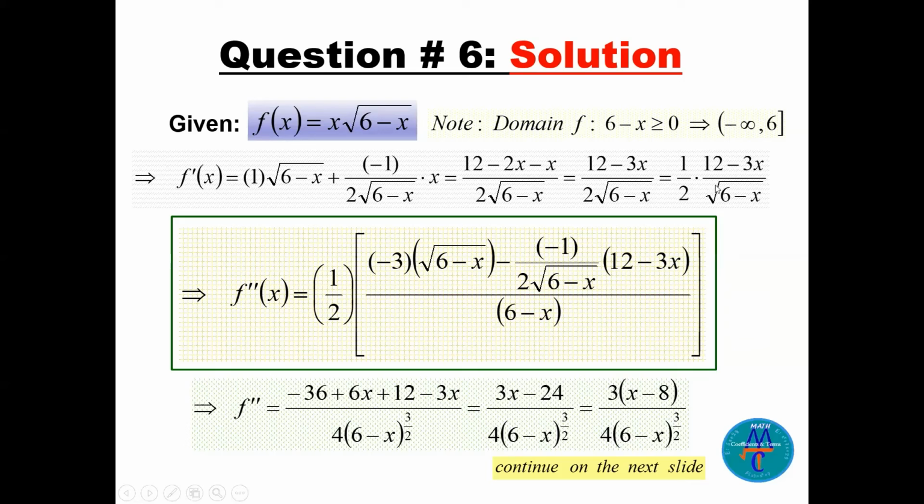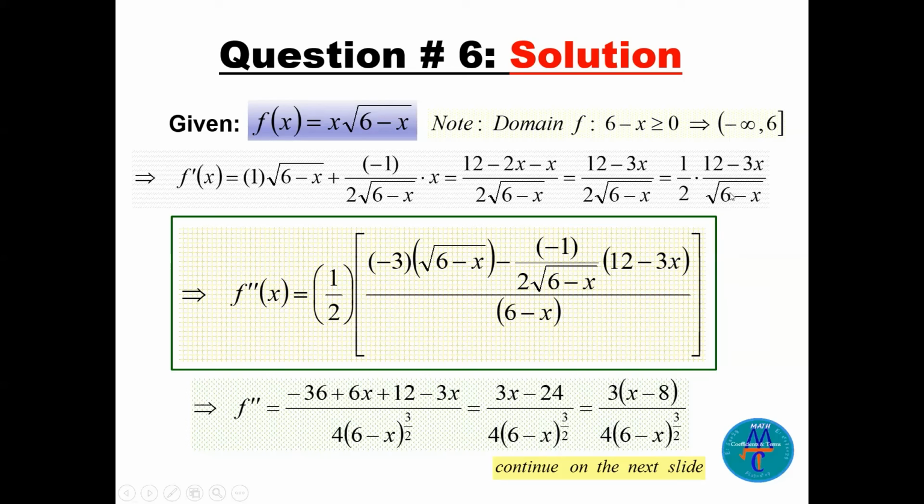I will make this one easy. I will just take the 2 outside times the same function here, 12 minus 3x over the square root, because I need to find the second derivative. So I will not include the half in the derivative. It will be a constant outside. You can see that there. Now find the derivative here. That's a quotient, see, this is division.